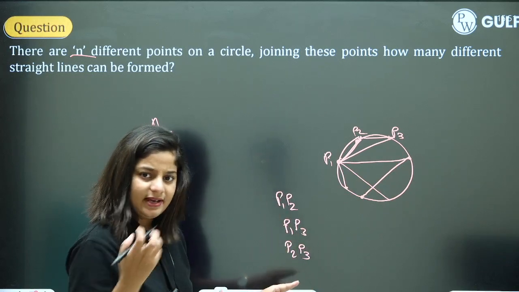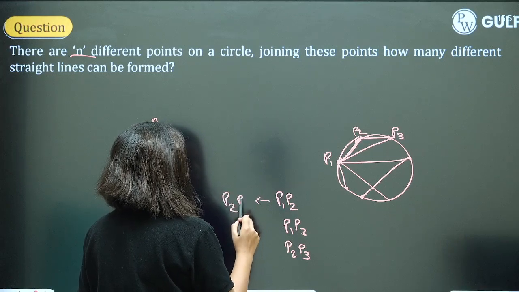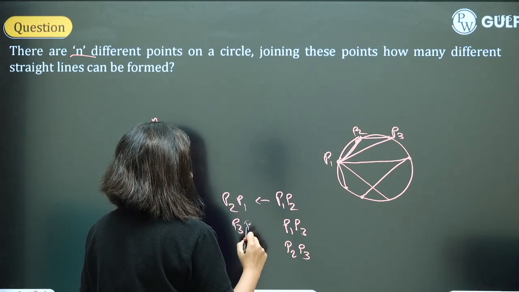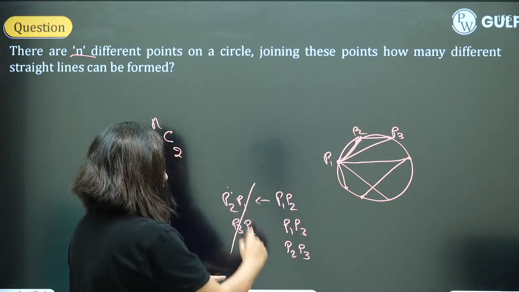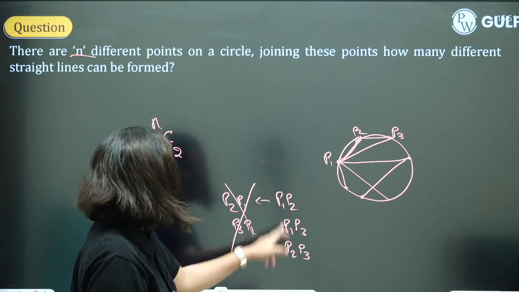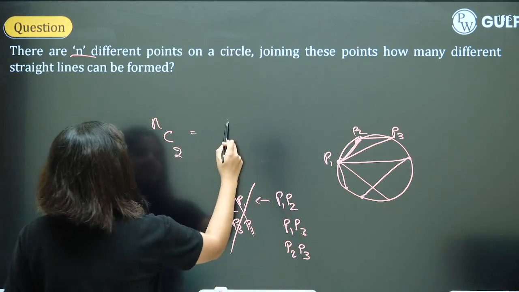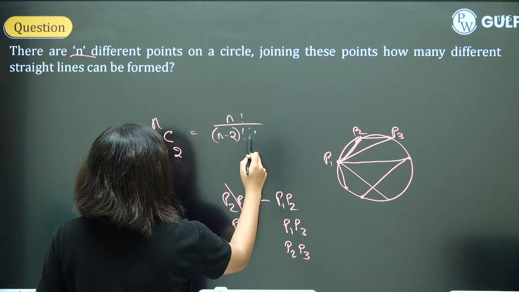You just want to select the 2 points to make a line, or you want to also arrange them? P2, P1, P3, P1, P3, P1. Are they giving me new lines? No. Arranging will not give me new lines. I just want to count the total number of lines. So selection is the way out, guys. N factorial upon n minus 2 the whole factorial into 2 factorial.